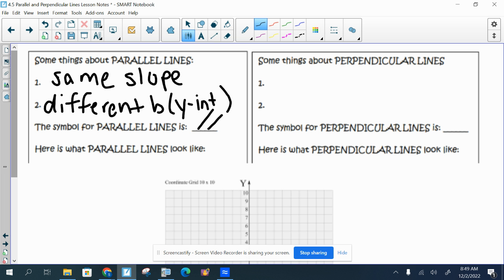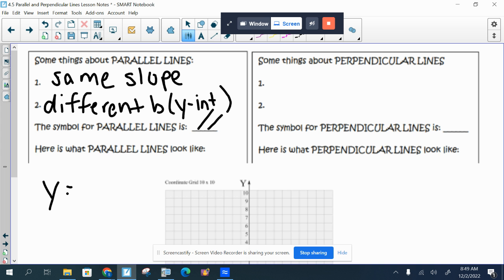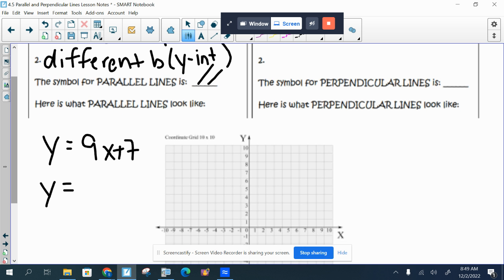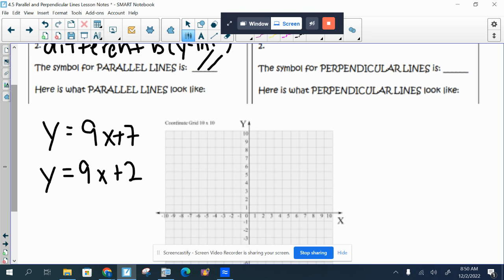Zach. Y equals 9x plus 7. Okay. That might be tricky to graph, but we can do it. And then somebody else give a line that's parallel to that but has a different y-intercept. Ellen. Okay. Y equals 9x plus 2. It could even have a y-intercept of 0. It could be just 9x. So let's graph those two lines.